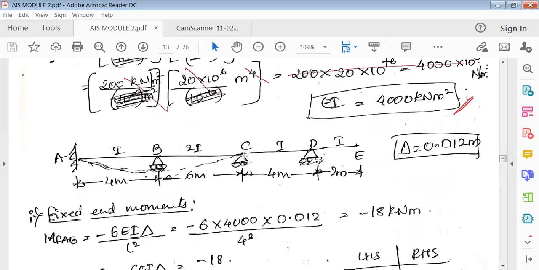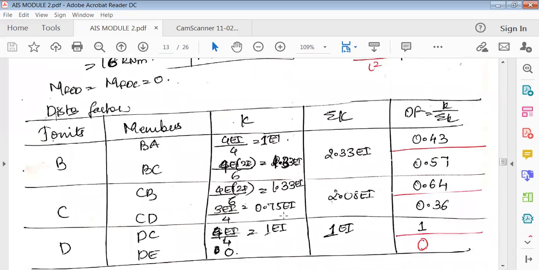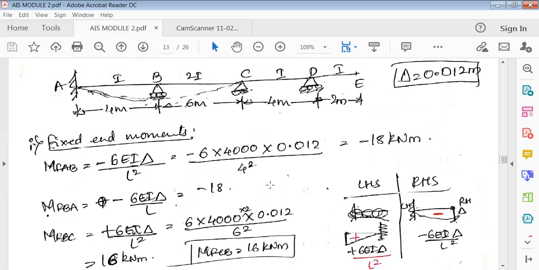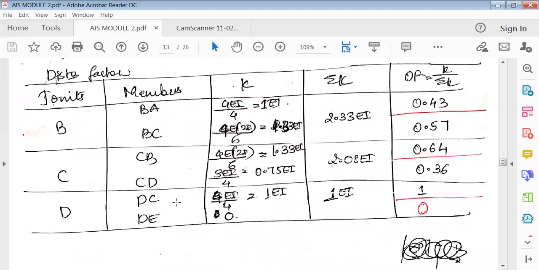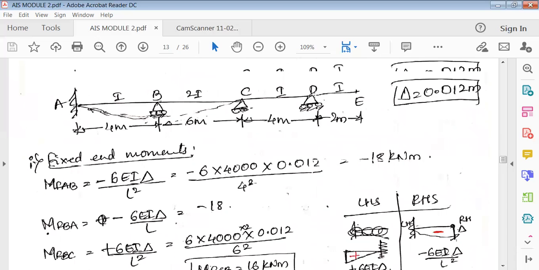Next, CB is 4 EI by L, as B is an intermediate support. CD: now D is a simple support, because DE is a simple support, so it becomes 3 EI by L. Next, at support D, DC and DE. DC, again C is the intermediate support, so 4 EI by L.